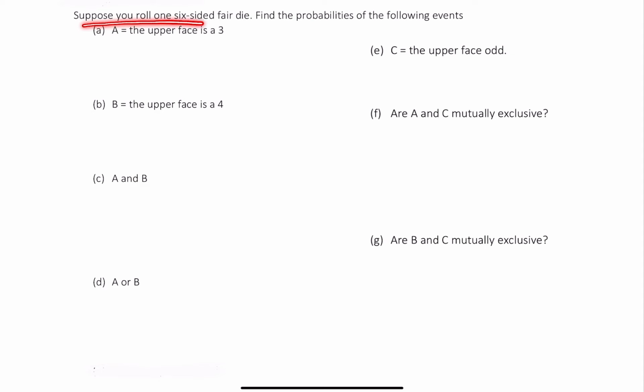Suppose you roll one six-sided die. Find the probabilities of the following events. Event A is the upper face is a 3.